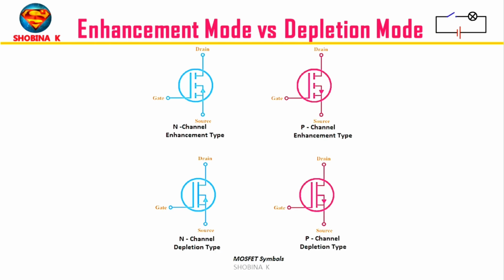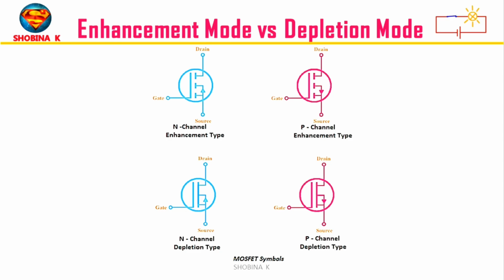Next, enhancement mode versus depletion mode. MOSFET is classified into two types based on type of operation, which are enhancement mode MOSFET, in short E-MOSFET, and depletion mode MOSFET, in short D-MOSFET. And these two types are further classified based on the type of semiconductor material used for their construction, so that it results in four distinct types of MOSFET, which are N-channel enhancement mode MOSFET, P-channel enhancement mode MOSFET, N-channel depletion mode MOSFET, and P-channel depletion mode MOSFET.